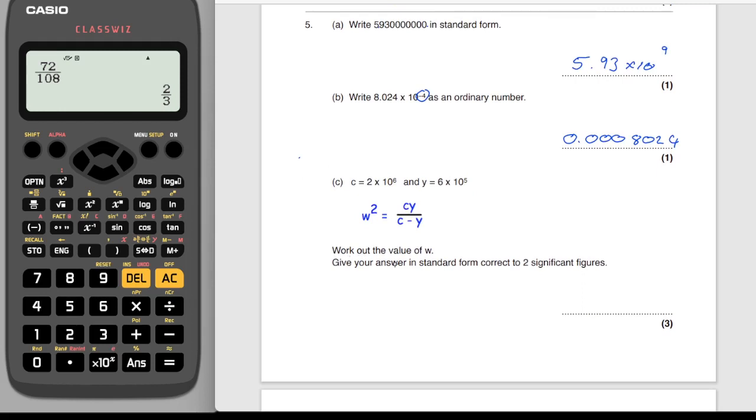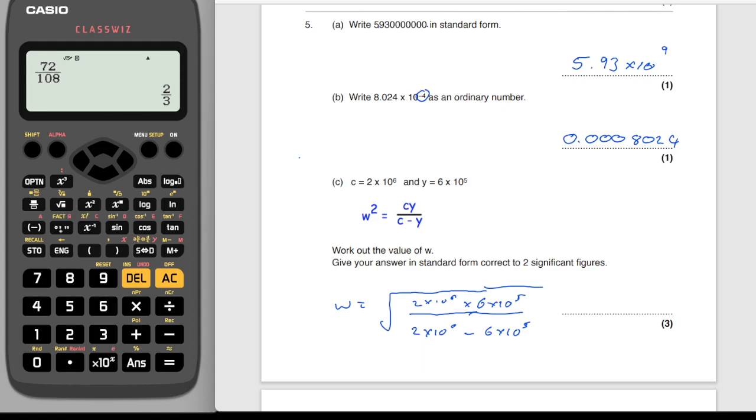And then the final one: work out the value of W, giving your answer in standard form correct to 2 significant figures. So I'm going to do this on my calculator. I'm going to change this slightly. I'm going to say that W is equal to the square root of CY divided by C minus Y. So C is 2.2 times 10 to the 6, times Y, 6 times 10 to the 5, divided by C minus Y, so 2 times 10 to the 6 minus 6 times 10 to the 5.